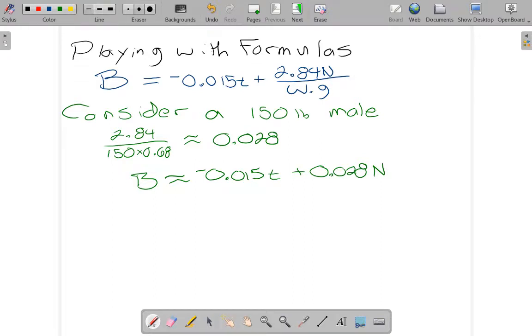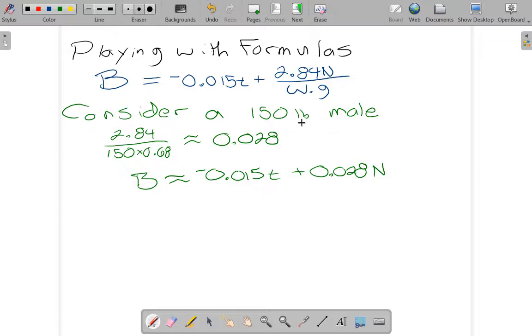Welcome to a lesson on quantitative literacy. Playing with formulas is what we're going to do today. So recall that BAC formula that we messed around with before. If we know the number of drinks someone had and their weight and their gender, we can find their BAC at a given time after they are done drinking. So I just want to explore that a little bit in some different ways.